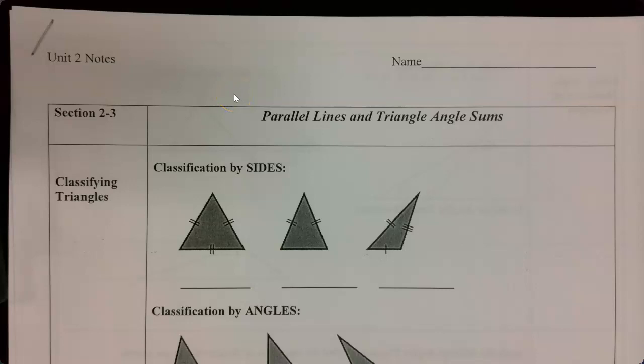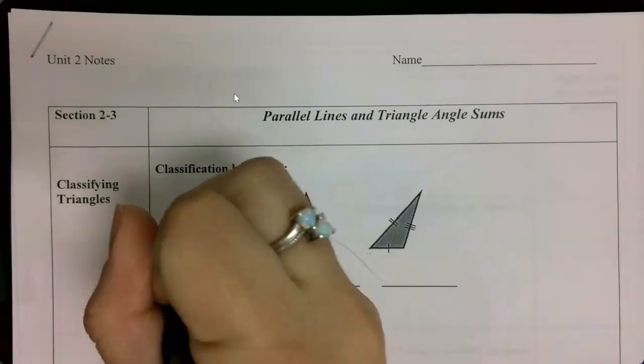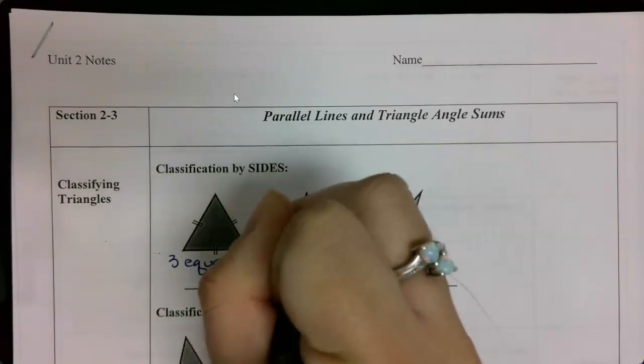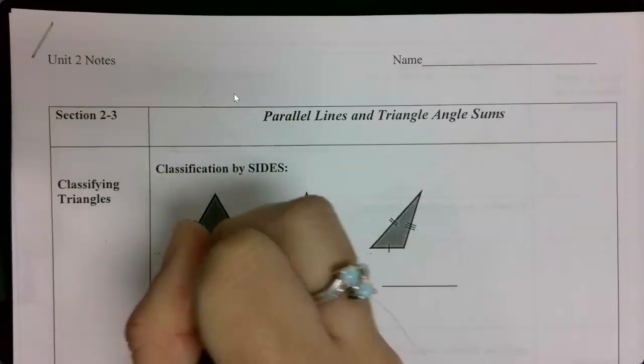Doing parallel lines and triangle angle sums. So, I want to classify these triangles by the number of sides they have. This first one has 3 equal sides. And it's called an equilateral.